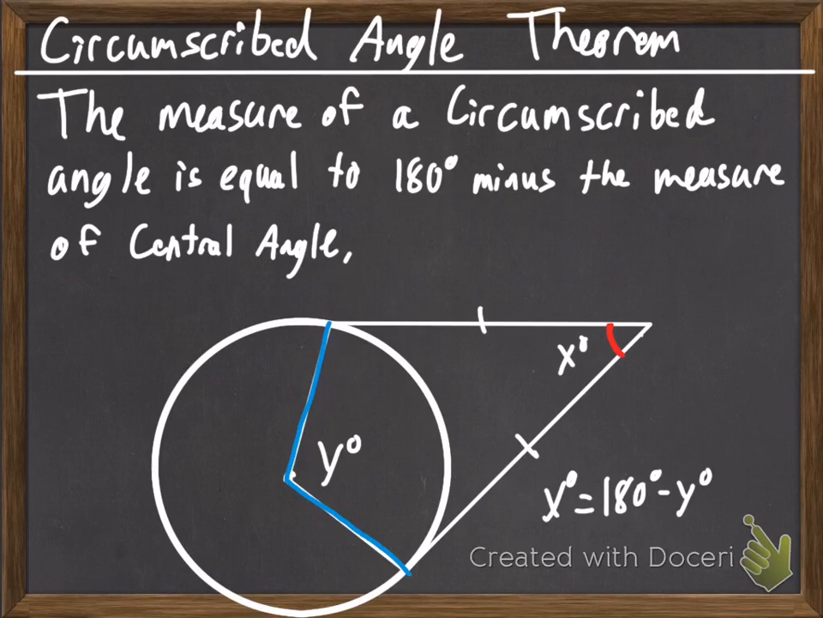So we take 180 minus this angle right here, and that tells us our outside angle. So, there are all of our relationships with angles.